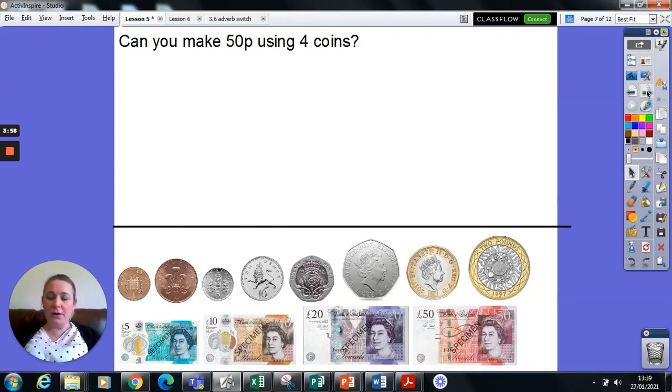Here's a challenge for you. We've just practiced making 50p, but this time I'd like you to do it using only 4 coins. I'll go through the solution in a moment. In the meantime, I'd like you to pause and have a go at this yourself.